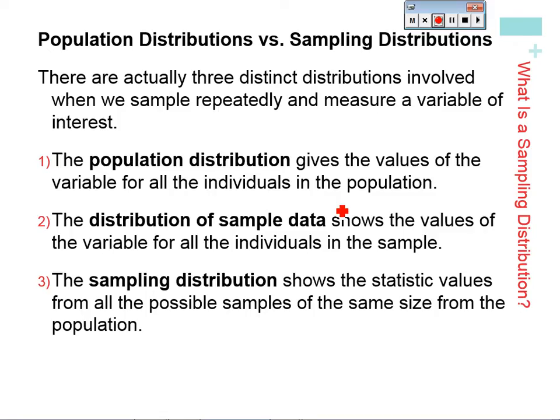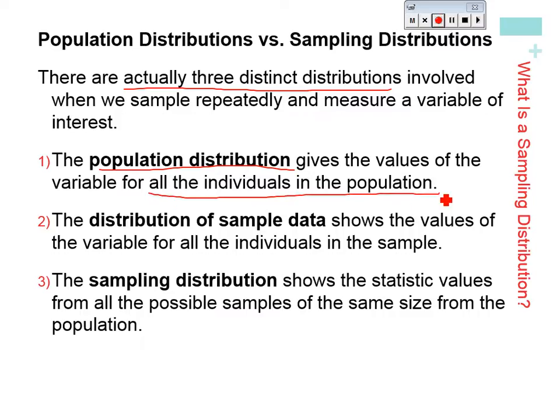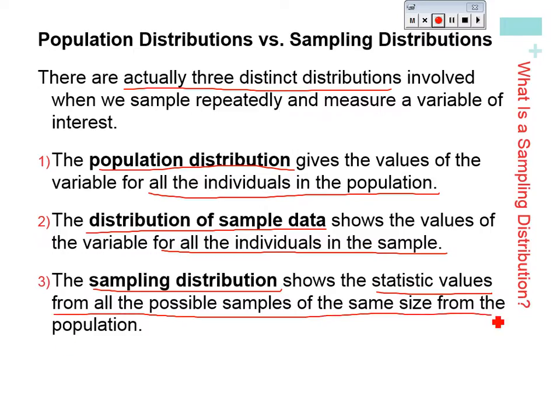So continuing to look at some different things involving population distributions and sampling distributions, there is some different terminology here that we're going to look at. And it's very important that we make the distinction between these three things. A population distribution gives the values of the variable for all individuals in the population. The distribution of sample data shows the values of the variable for all the individuals that are in the sample. And then a sampling distribution, which is what we're going to talk a lot about, shows the statistical value from all possible samples of the same size from the population.